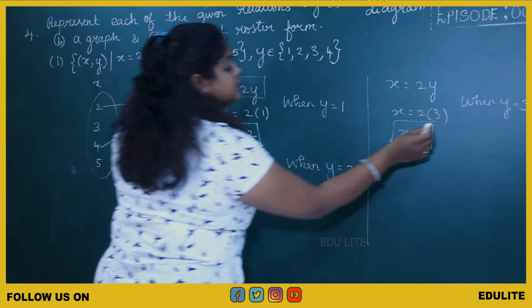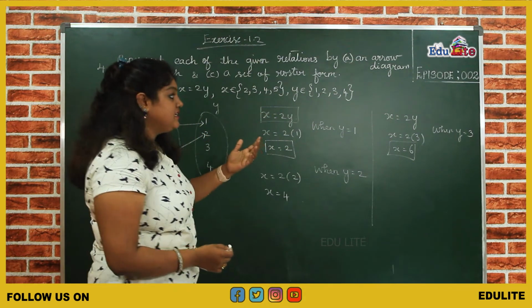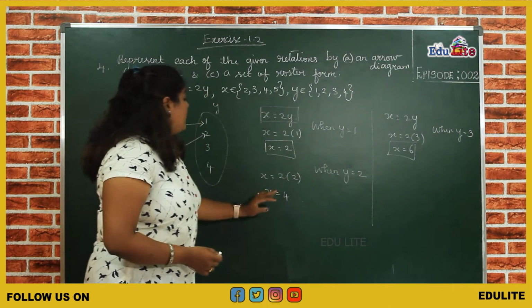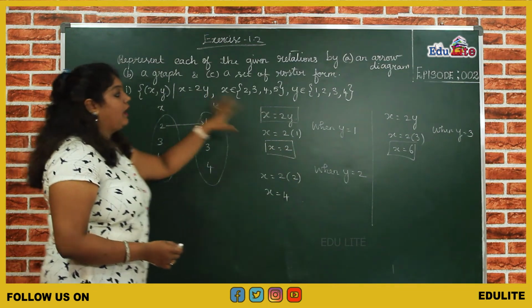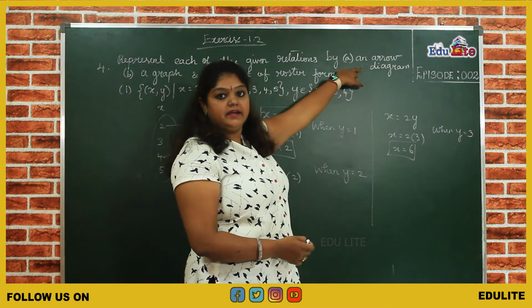Whereas this is not possible. In the given set of values of x, we are not given 6. So we have to stop up to here. 2 is mapped to 1 and 4 is mapped to 2. All other things are not possible. The first thing we have represented in an arrow diagram.